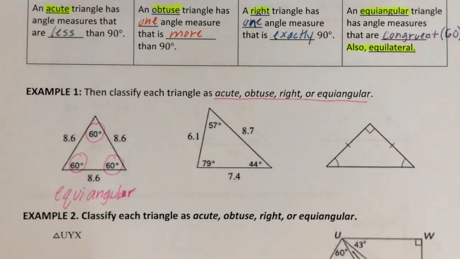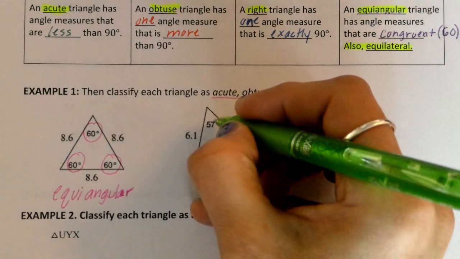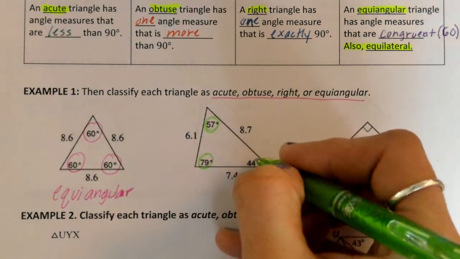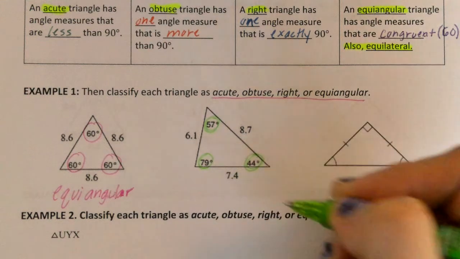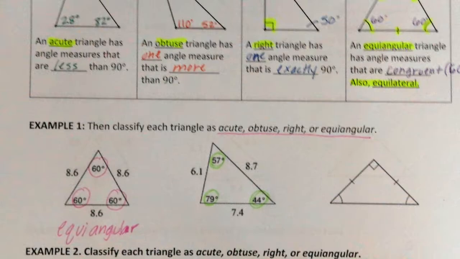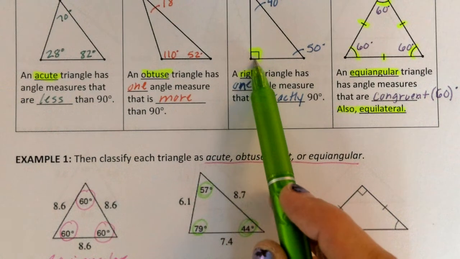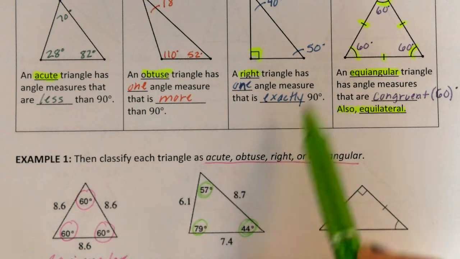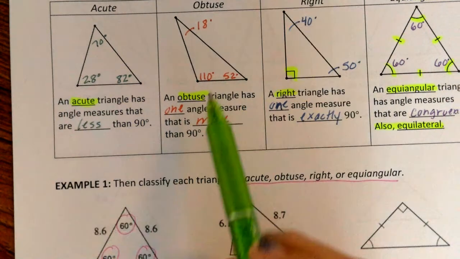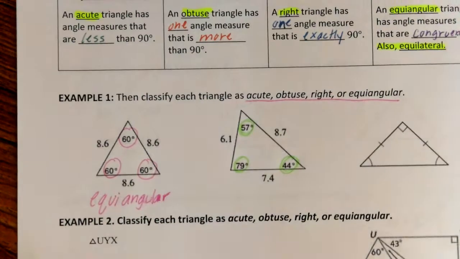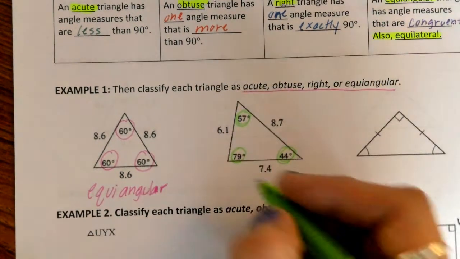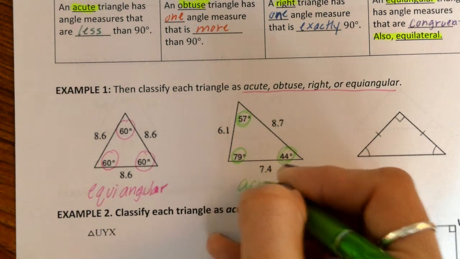When we take a look at our next one here, we've got 57 degrees, 79 degrees, and 44 degrees. They're not all the same, so it's not equiangular. We take a look and say, okay, none of them are 90, they don't say 90, and there's not a right angle, so it's not going to be a right triangle. So we're looking at, are they all three under 90, or do we have one that's over 90? When we look here, all three of these are under 90 degrees, so this will be an acute triangle.